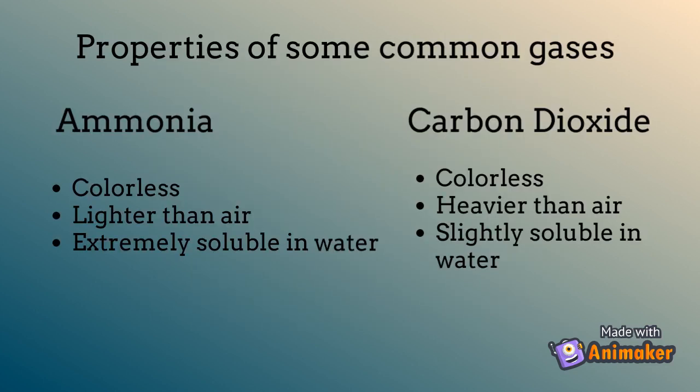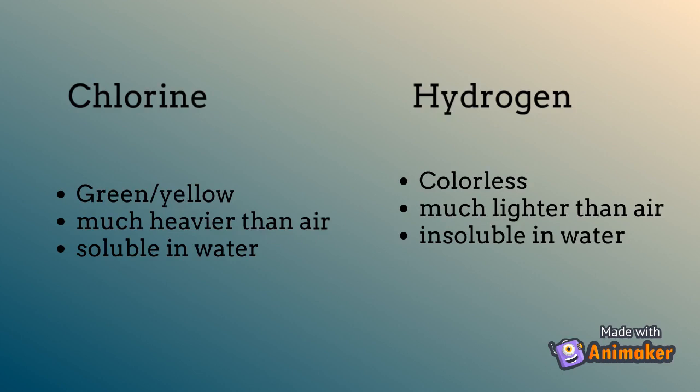Properties of some common gases. Ammonia is colorless, lighter than air, and extremely soluble in water. Carbon dioxide is colorless, heavier than air, and slightly soluble in water. Chlorine is greenish-yellow in color, much heavier than air and soluble in water. Hydrogen is colorless, much lighter than air and insoluble in water.